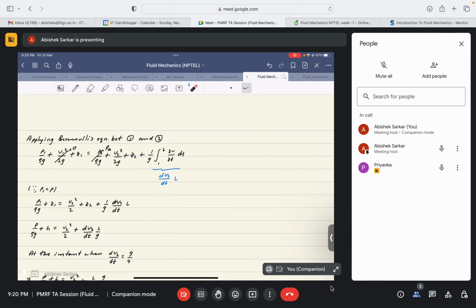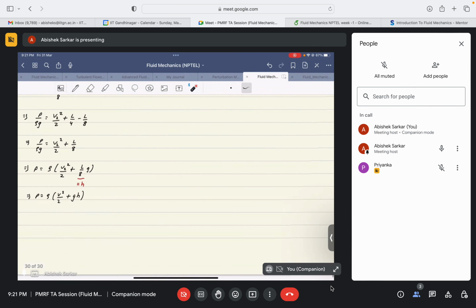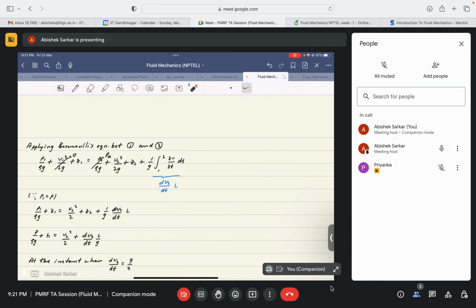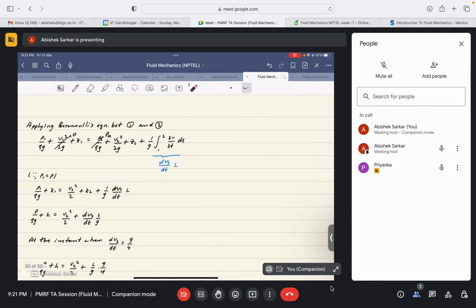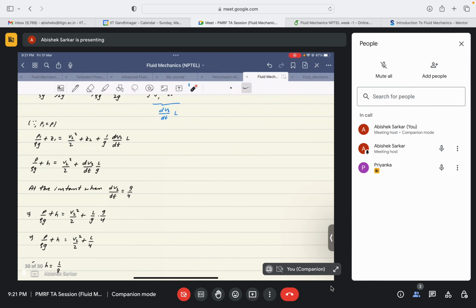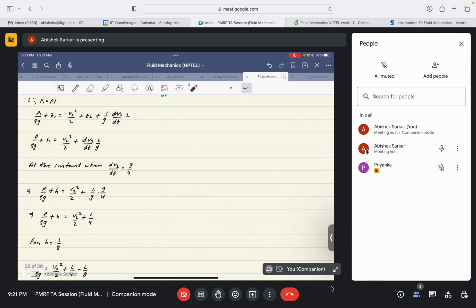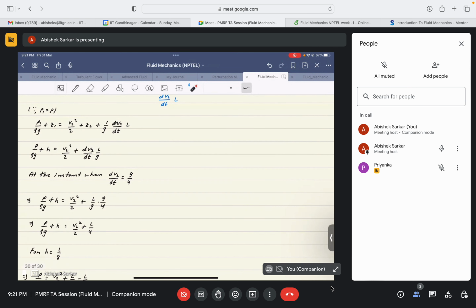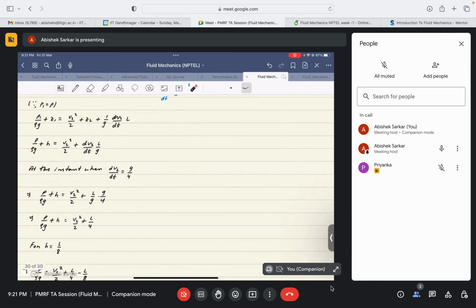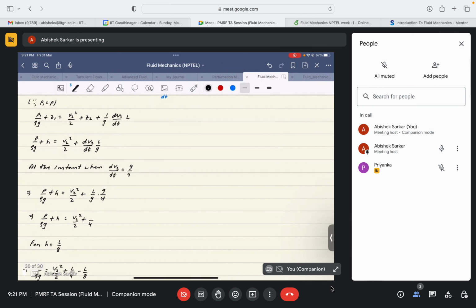g/4. Because they've asked us to find the pressure at the instant where the acceleration of the fluid in the tube is g/4. That's why at that instant we use dV2 by dt equal to g/4. Then substituting that value, we get an equation of this form. You get why we used H, because Z1 minus Z2 would be equal to H. So P by rho g plus H equals V2 squared by 2 plus L by 4.